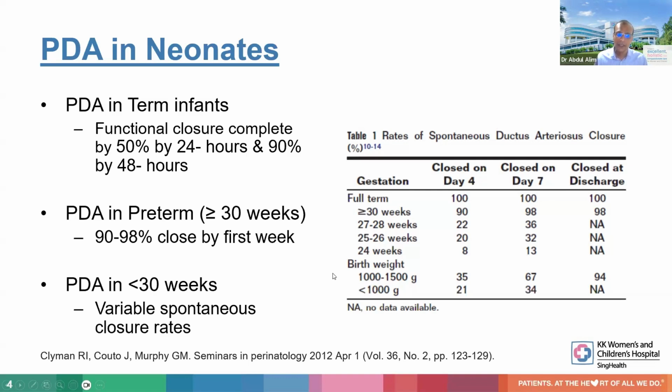But in preterm infants born at more than 30 weeks, 90 to 98% are closed by the first week. But the extremely preterm infants, less than 29 weeks, 28 weeks and below, are the ones at a higher risk of PDA-related complications. And the spontaneous closure is very variable in these neonates. Very rarely, I see even a 26-weeker or 25-weeker whose PDA closed on day 1 or day 2. That's very rare. Most of these babies will have a PDA. But which PDA is hemodynamically significant, that's very important to assess to target the treatment.